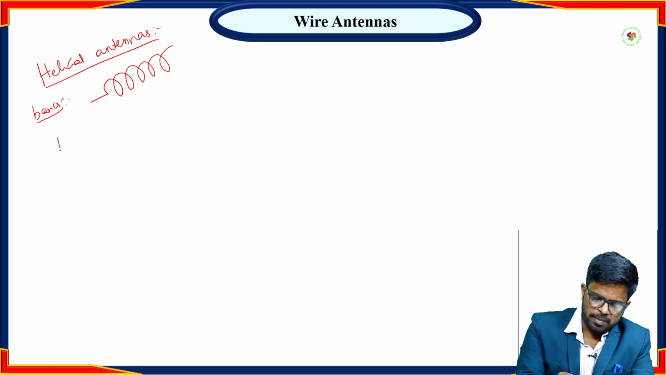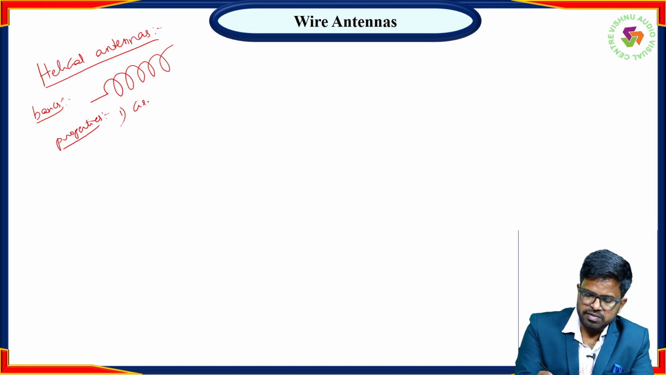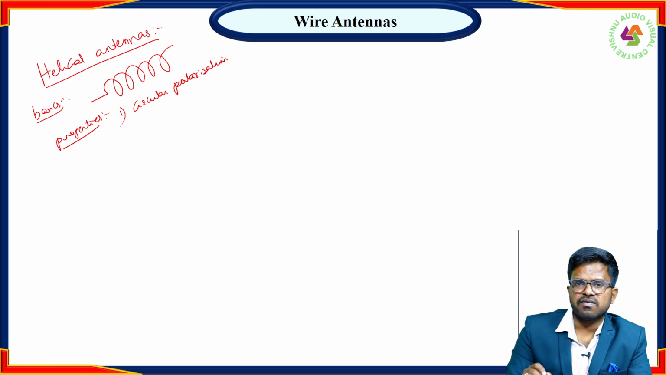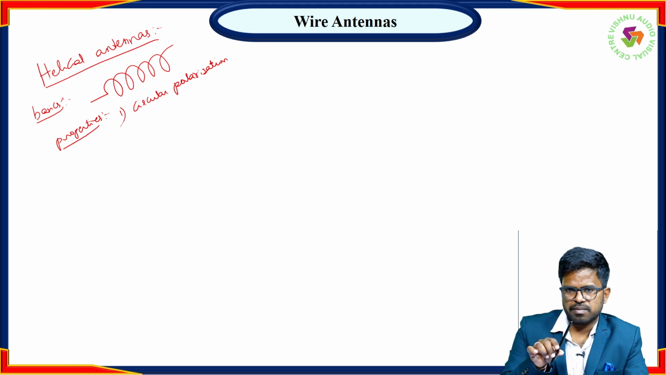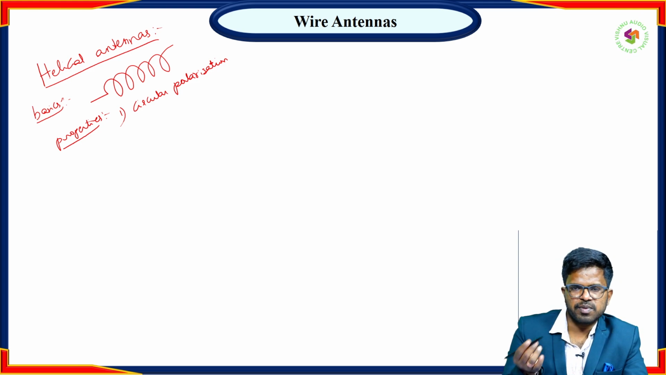Okay. Coming to properties, what are the properties of this helical antenna? They can produce circular polarization. What is the advantage of circular polarization? Normally, when we use linearly polarized antennas, they will face Faraday's rotation and they will bend in the propagation. Then they cannot be received by the receiver. When we use circular polarization, that Faraday's rotation can be avoided.